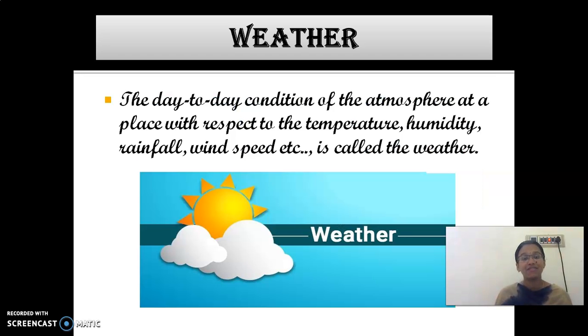Next thing is about weather. What is meant by weather? The day-to-day condition of the atmosphere. What is it? The day-to-day condition of the atmosphere at a place with respect to temperature, humidity, rainfall and wind speed is called weather. We determine weather based on these characteristics. Okay?